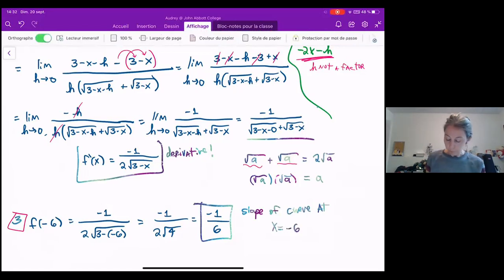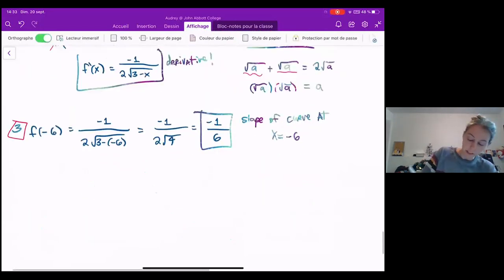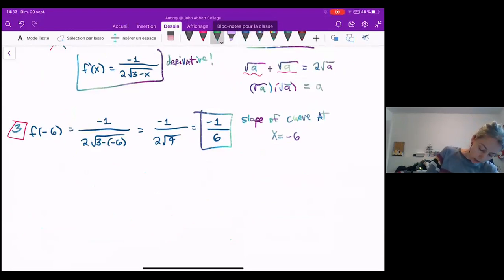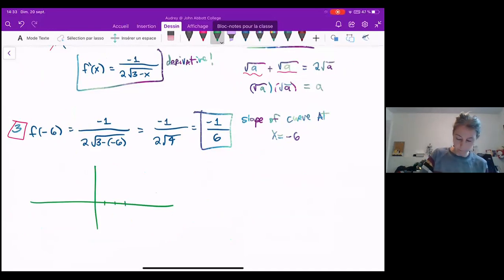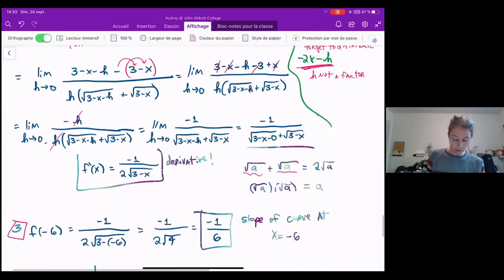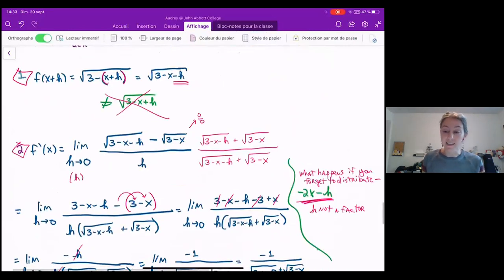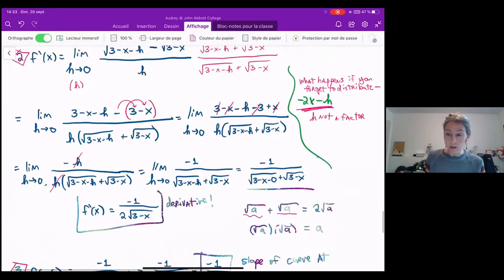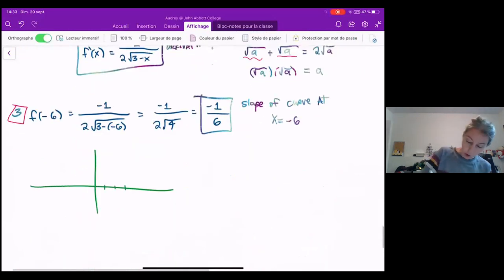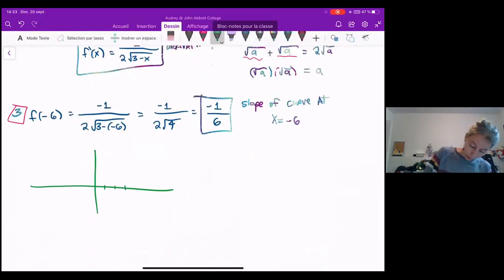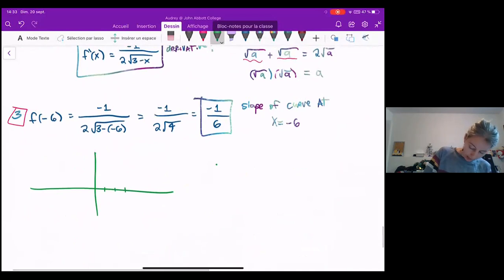And if we want to draw a picture of this thing just to kind of see what it looks like, I'm not going to ask you guys to, but we can. This square root function starts being defined at 1, 2, 3. And so it was root 3 minus x, right? So that's only defined for 3 minus x is greater than 0. So that is for x less than 3. So it kind of looks something like this.